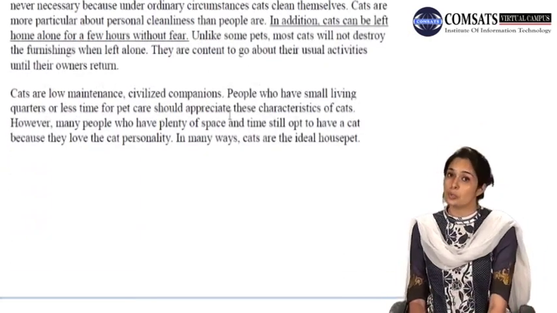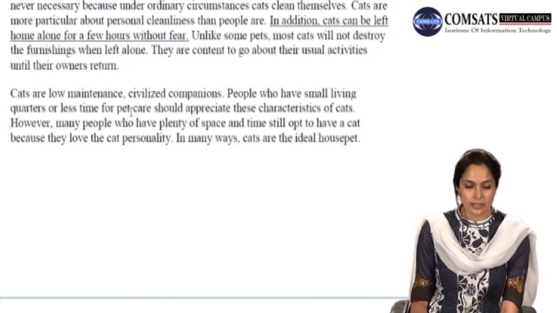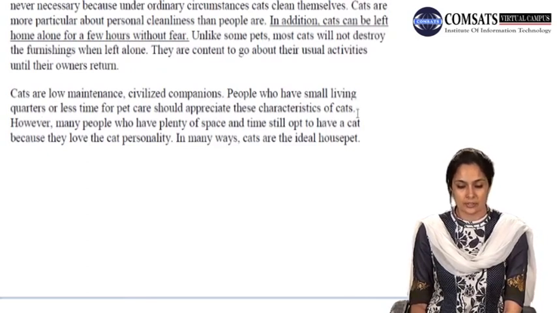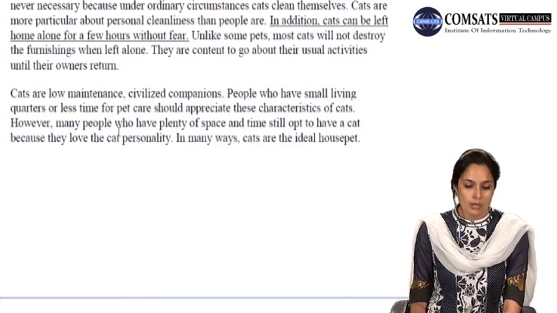And then the concluding paragraph. Look at the concluding paragraph. Cats are low maintenance, civilized companions. People who have small living quarters or less time for pet care should appreciate these characteristics of cats. However, many people who have plenty of space and time still opt to have a cat because they love the cat personality. In many ways, cats are the ideal house pet.